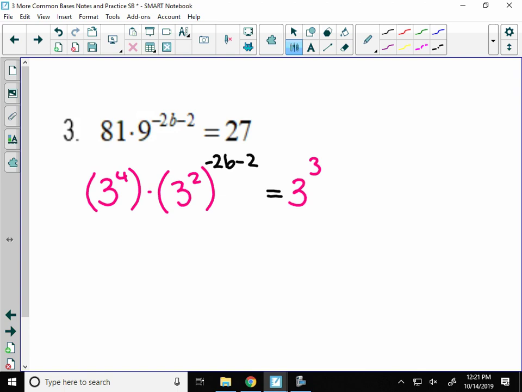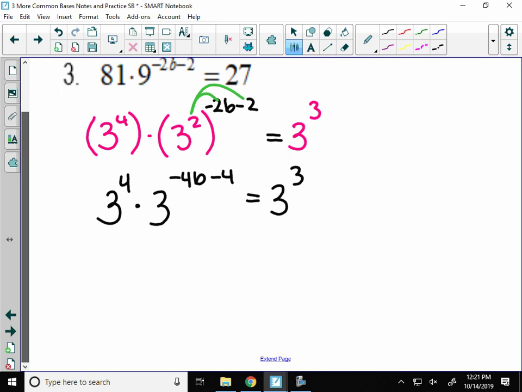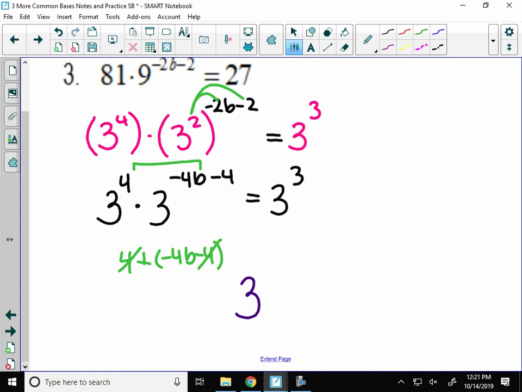Okay, now before we can add the exponents, what do I have to do? Distribute, multiply here, the 2 times the negative 2b and negative 2, right? There's an intermediate step. So I still have 3 to the 4th, but what's the power on the second 3? 3 to the negative 4b minus 4. All right, now let's figure out, again, just like the last problem, add these exponents together. I'm going to have 4 plus negative 4b minus 4. What is that? Negative 4b. What happens with this 4 and the negative 4? They go away, so I really just have 3 to the negative 4b equals 3 to the 3rd.